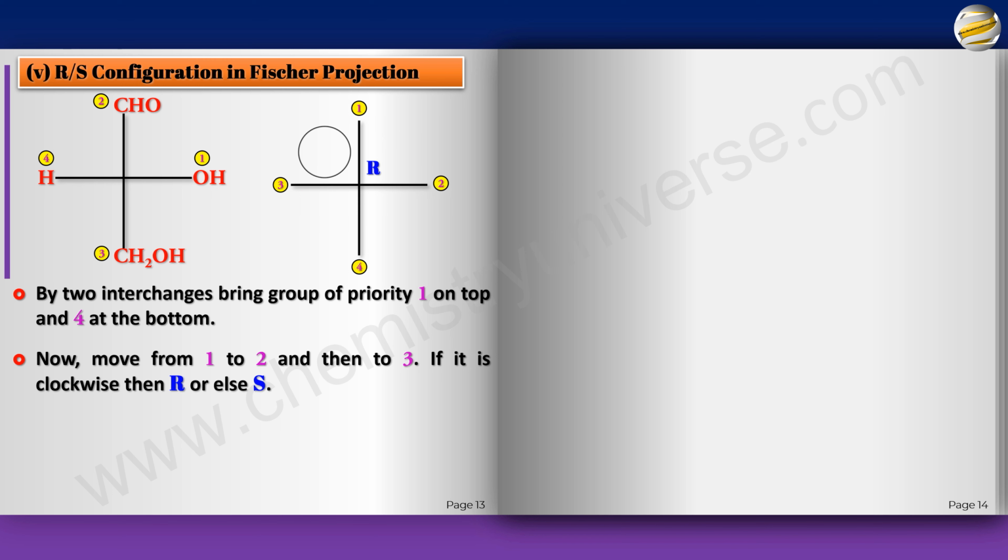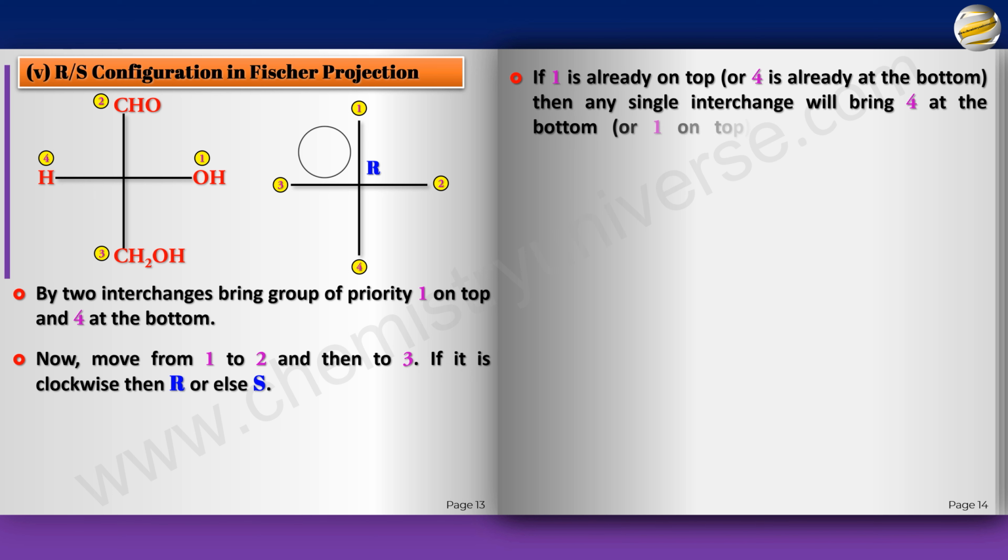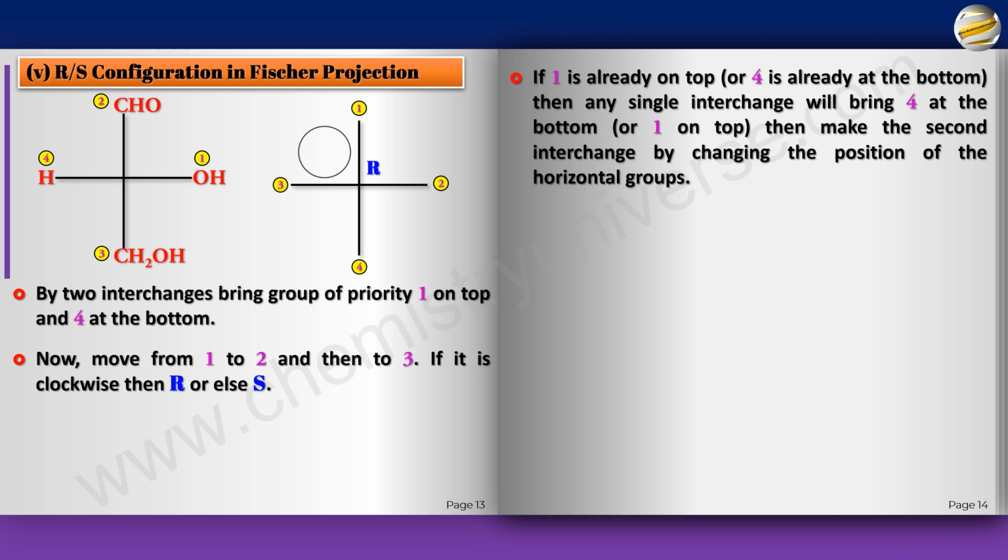Now you might have a question here. What happens if 1 is already there on top? Then within 1 interchange, I can bring the 4 down. If that happens, make sure you change the horizontal groups. If 1 is already on top or 4 is already at the bottom, then any single interchange will bring 4 to the bottom or 1 on top. Then make the second interchange by changing the position of the horizontal groups. It is very important that you have to make 2 interchanges.